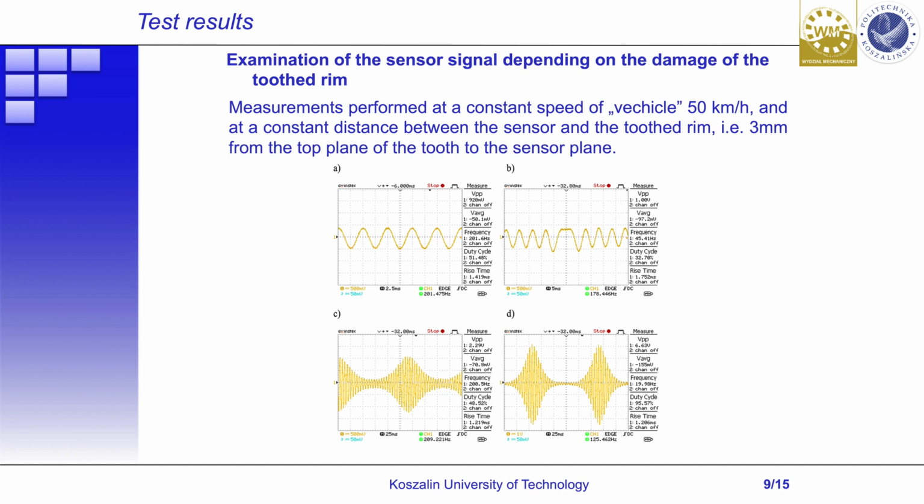Standard toothed rim, undamaged, is shown in picture A. The toothed rim with one tooth broken out is shown in picture B. The toothed rim with the axis of rotation offset by 0.5 mm from its geometric center is shown in picture C. The toothed rim with the axis of rotation offset by 1 mm from its geometric center is shown in picture D.